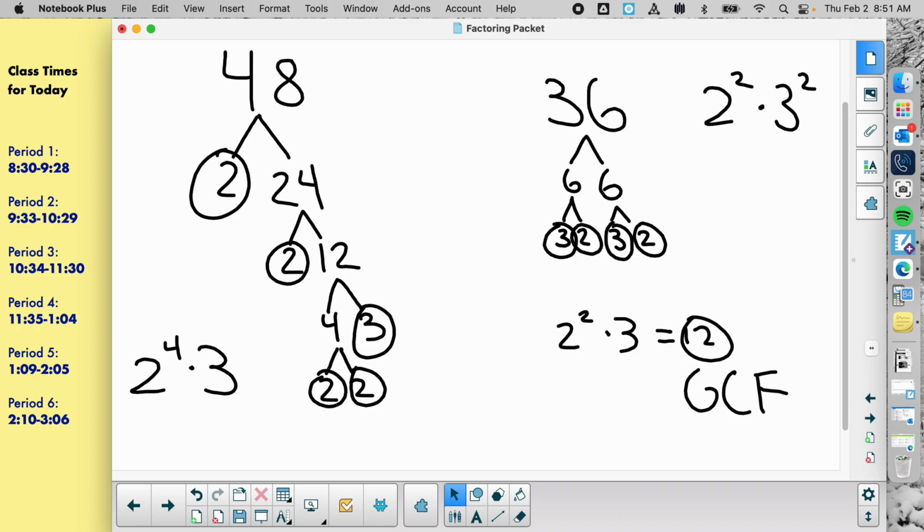Probably a little bit yes, a little bit no. We should definitely try another one together. I believe they're directly on the next page.